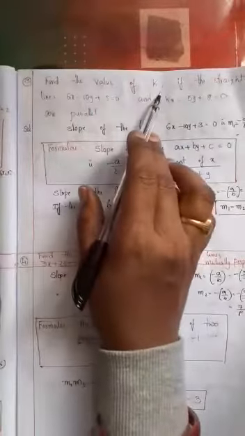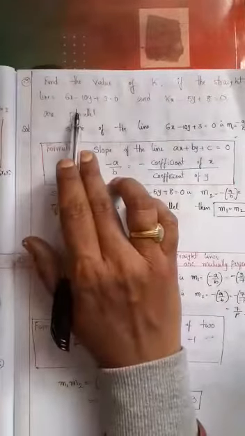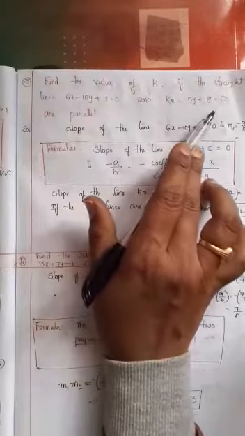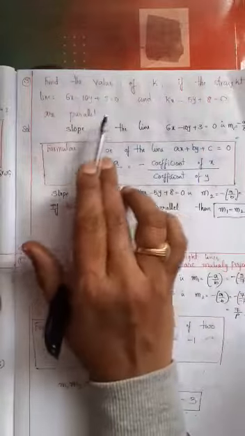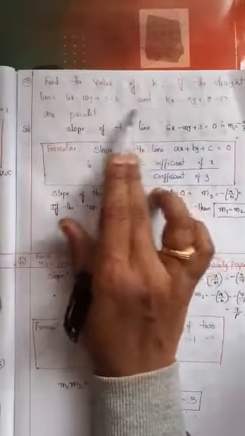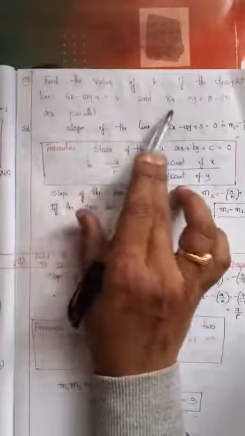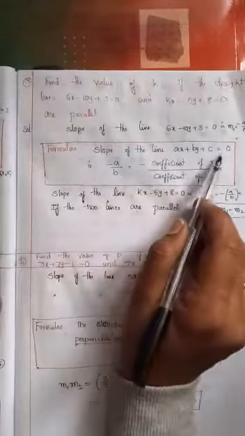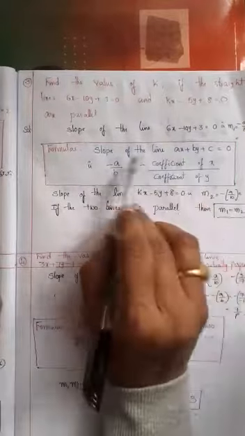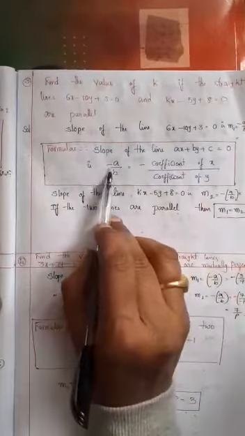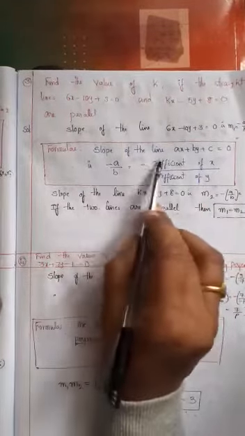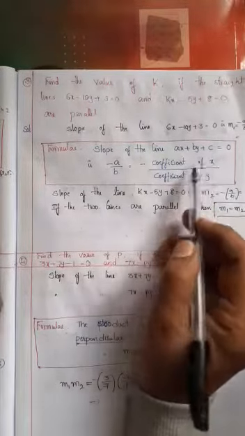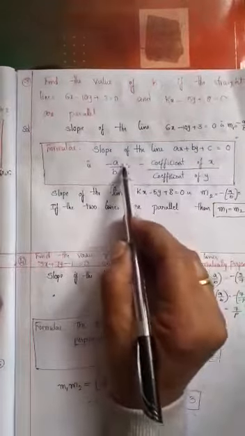Find the value of k if the straight lines 6x minus 10y plus 3 is equal to 0 and kx minus 5y plus 8 is equal to 0 are parallel. Two equations are given. What is the general form of a straight line equation? ax plus by plus c is equal to 0. The slope of this line is given by minus a by b. The form of the equation of a straight line is ax plus by plus c is equal to 0, and the slope is given by minus a by b.